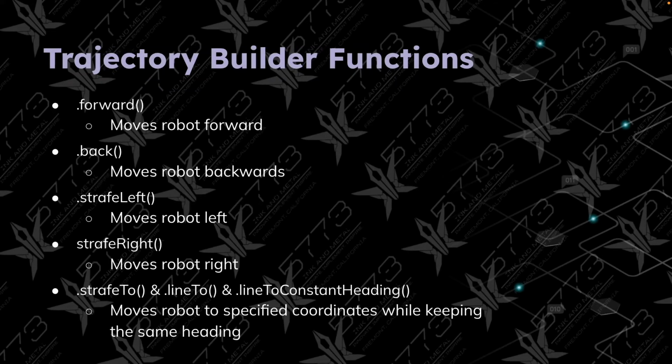The forward function moves the robot forward, the back function moves the robot backward, the strafe left function moves the robot left, and the strafe right function moves the robot right. The strafe 2, line 2, and line 2 constant heading functions all have the same result, which is to move the robot to the specified coordinates while keeping the same heading.